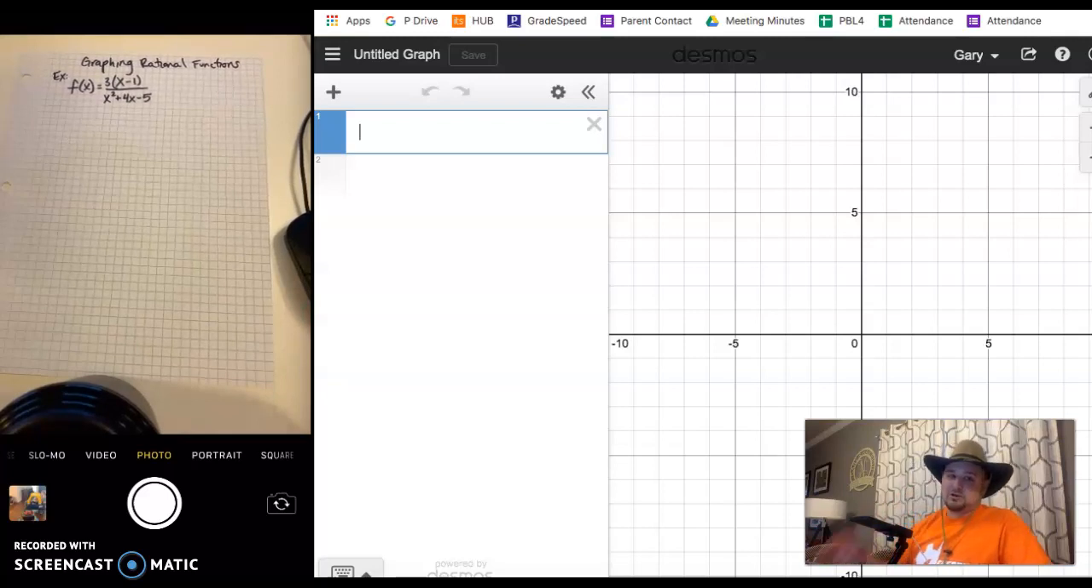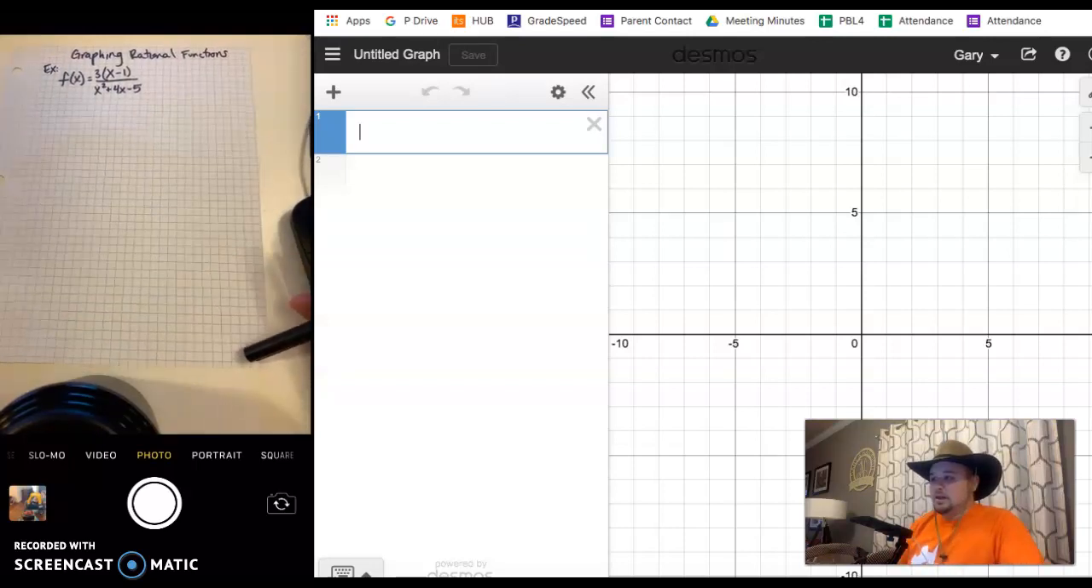This week we're going to be looking at graphing rational functions, kind of throwing together a couple of the concepts that we've been learning over the past few weeks.